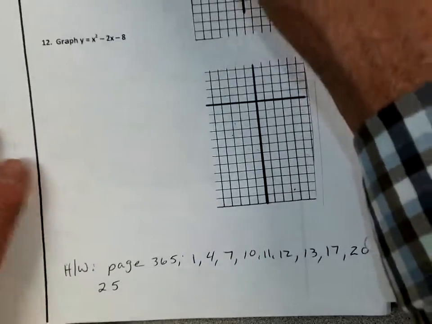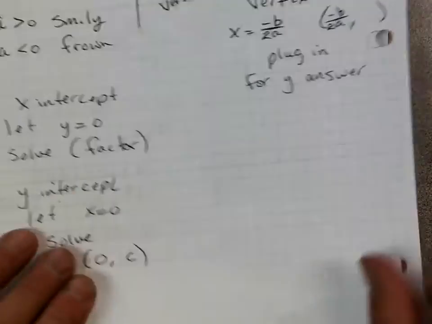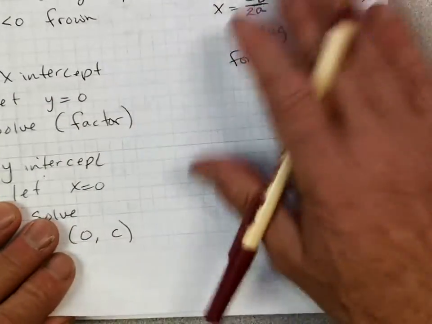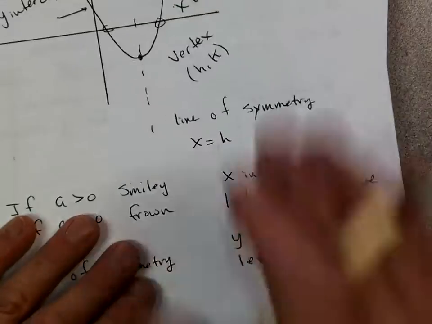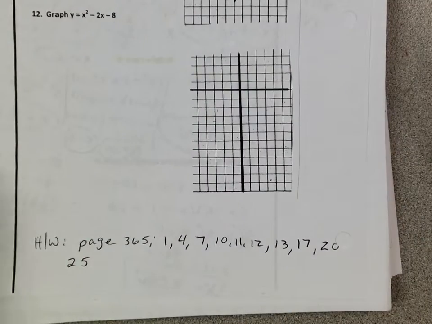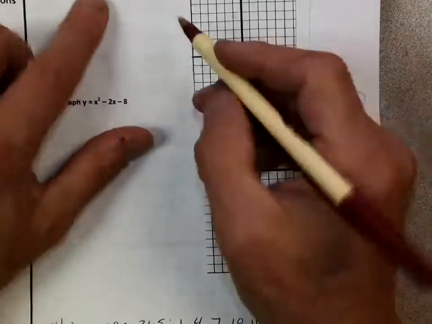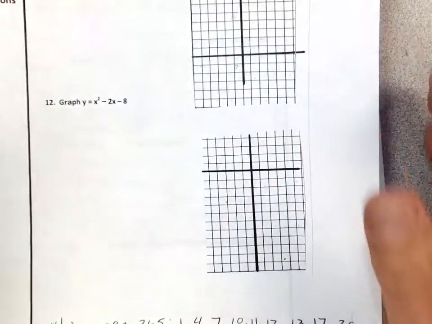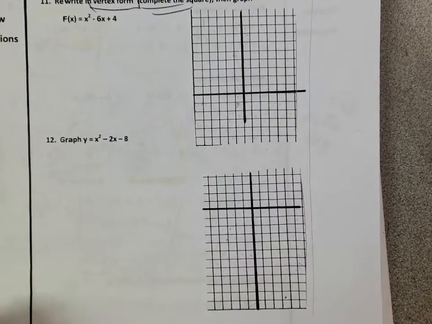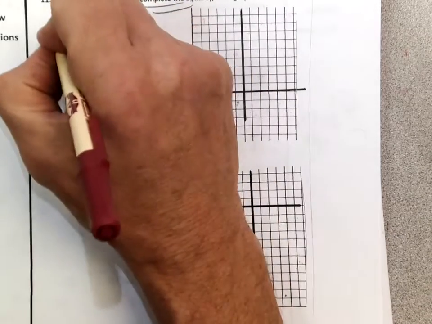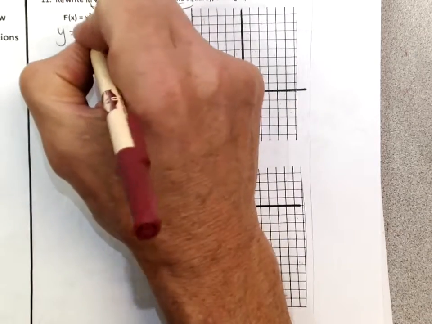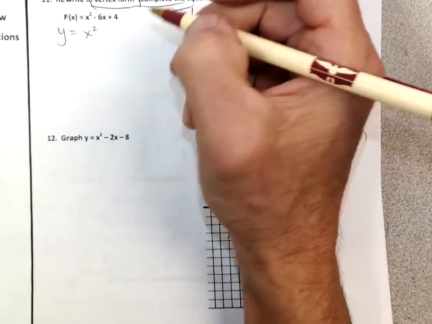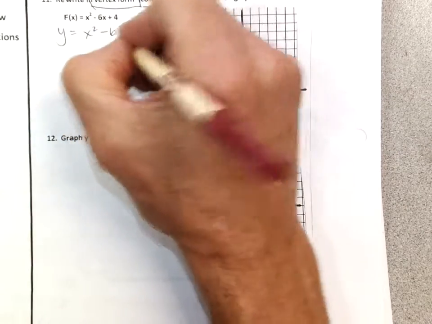Okay, now, I'm going to use these notes to help me out, okay? So first of all, number 11. We're going to put it into vertex form by completing the square. Okay, I can do that. So, let's change f of x into y. This is the hard problem on the test, but we can do it.